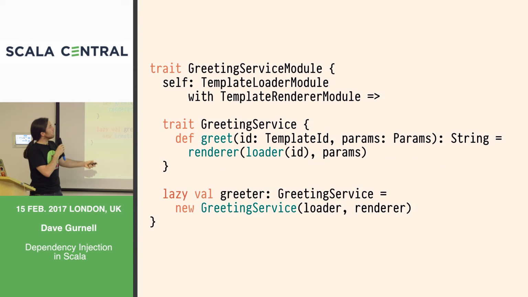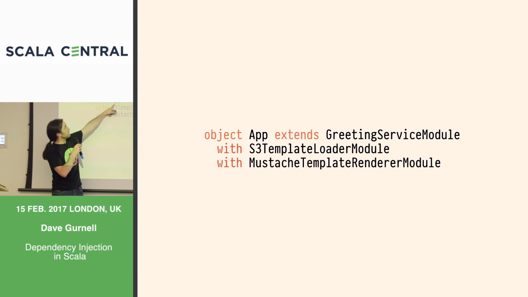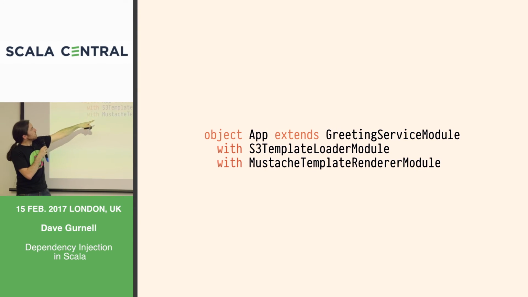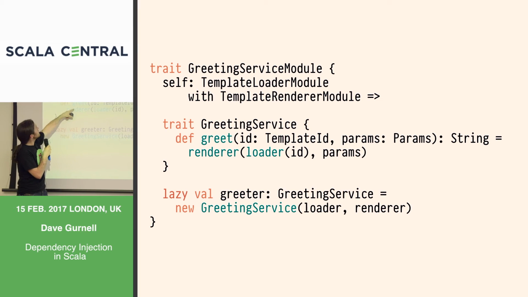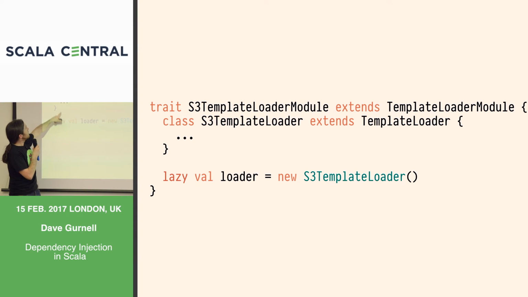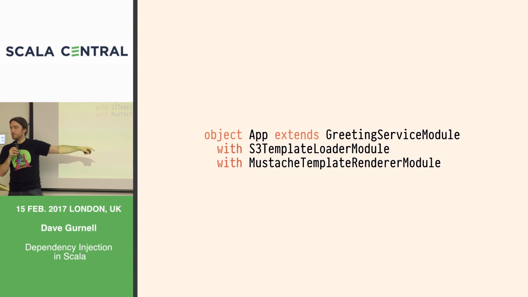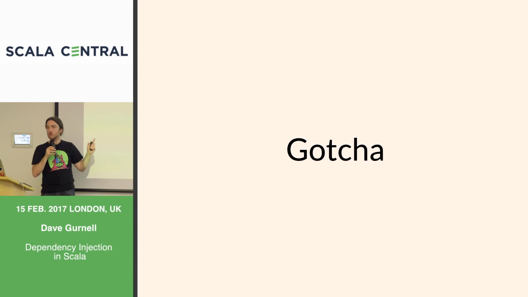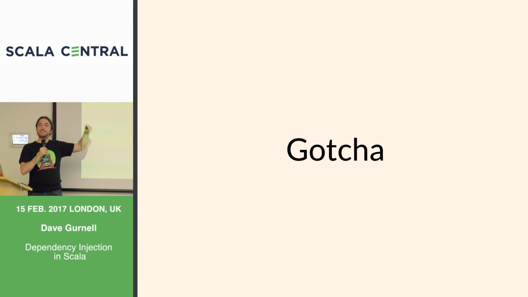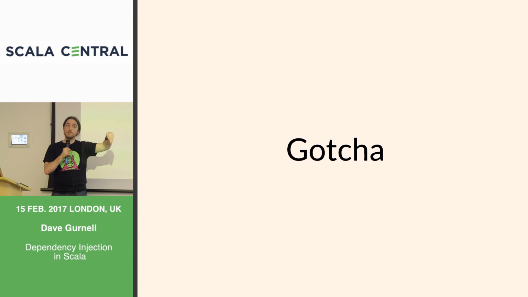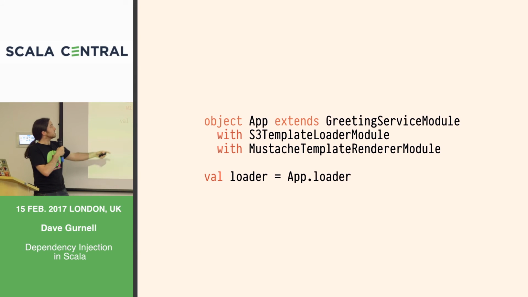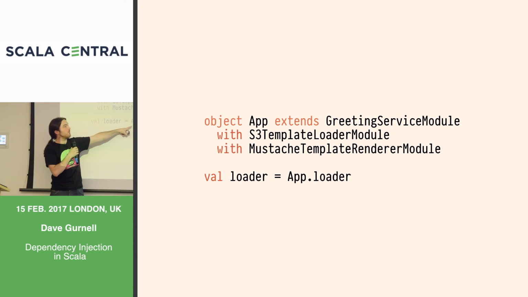But there's a problem with this, that when you mix all these things together into something called app, actually, what are you mixing? You're mixing a greeting service, and you're mixing a template loader, but they're all defined inside app. So here's a gotcha: the only way to access things like template loader is to dig into your application. The only way to really get to them is to actually look inside the object you're building.